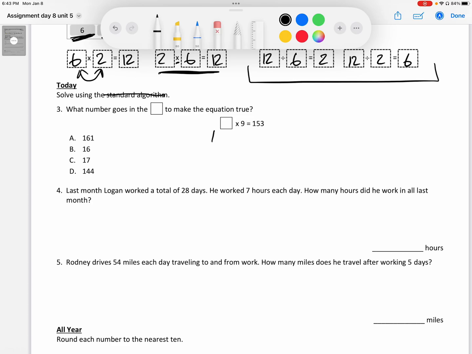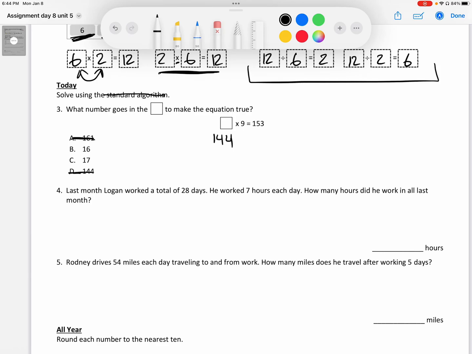If I fill in the blank with 161 times 9 is 153, I'm going to ask myself, is that reasonable? If I have 161, 9 times added together, am I going to get a total of 153? No, I'm going to get a number that is significantly higher than 153. So I know that A can't be correct. I also know that D can't be correct.